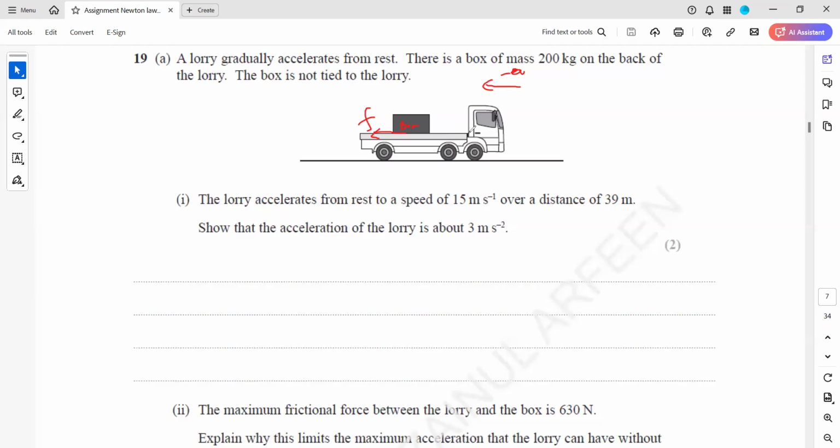So that's why the direction of the friction changes with reference to the motion. If we accelerate, in this case, the friction is forward. But if we decelerate, the friction will be backwards.